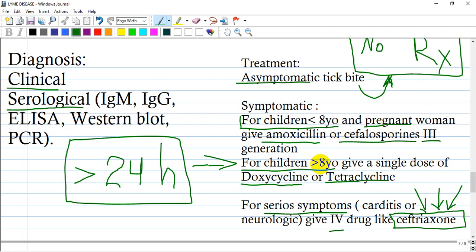If adult or children more than 8 years old, we are giving a single dose of doxycycline or tetracycline. For serious symptoms, we are giving ceftriaxone IV if patients have carditis or neurological signs.